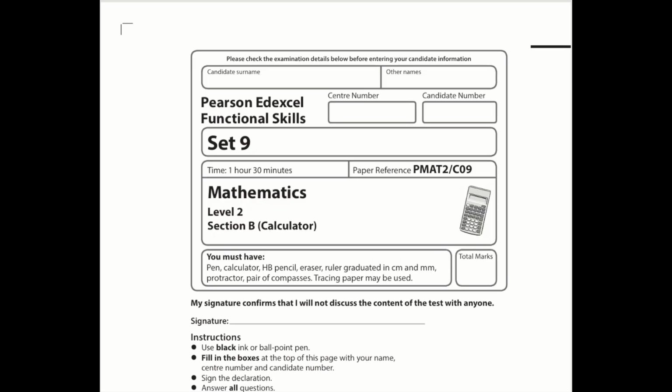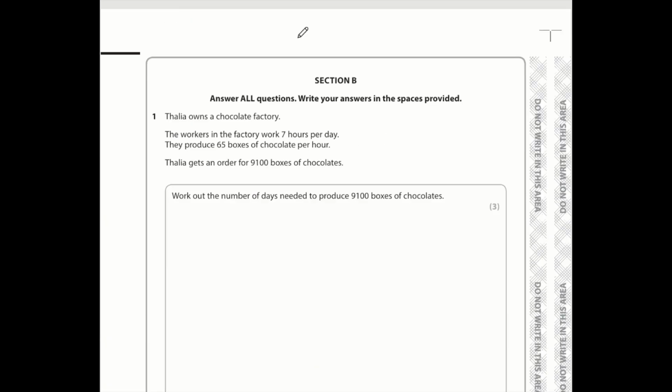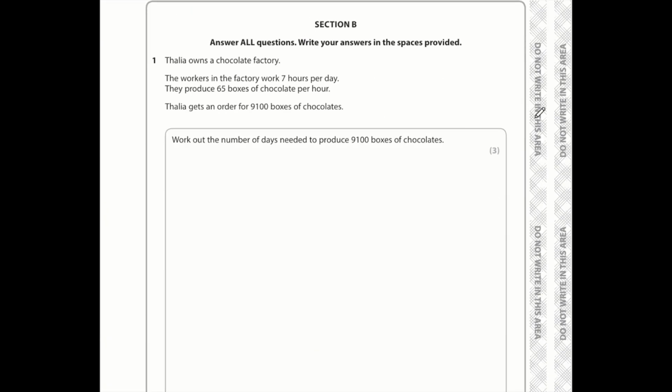And that is the end of section A. Here are the video solutions for Pearson Edexcel Functional Skills Maths Level 2. This is section B, which is the calculator section, and this is set 9. Okay, so let's take a look at question number 1.